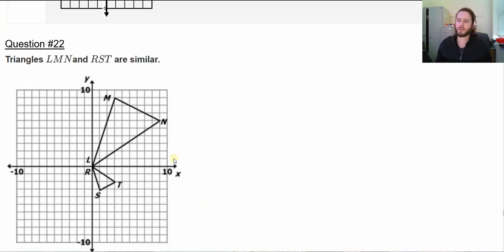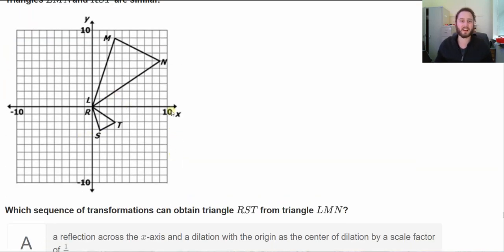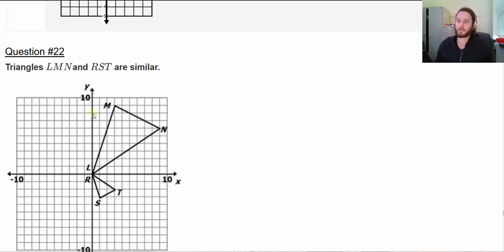For number 22, this is very clearly a dilation of some kind. We can see that because the shape has now shrunk. And because it shrunk, we know that the dilation is going to be a fraction. So pause this and see if you can do this on your own.